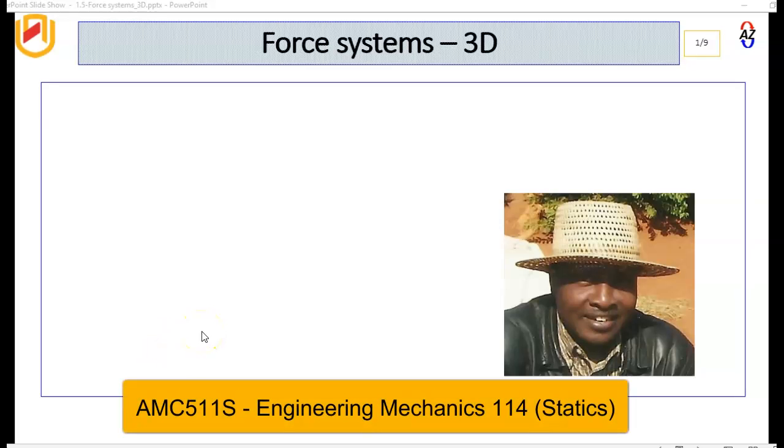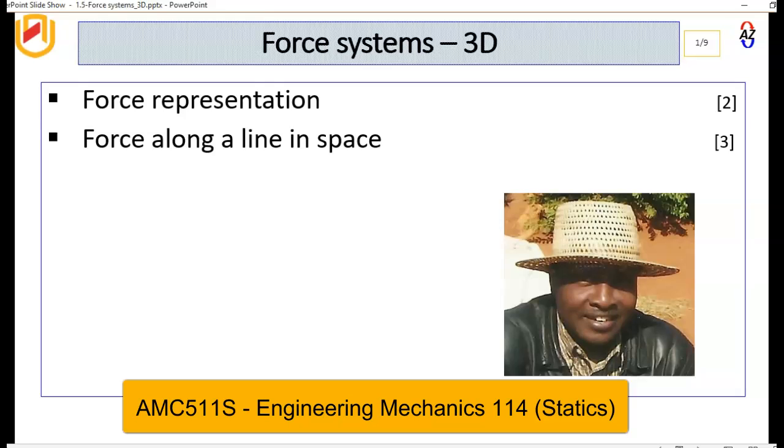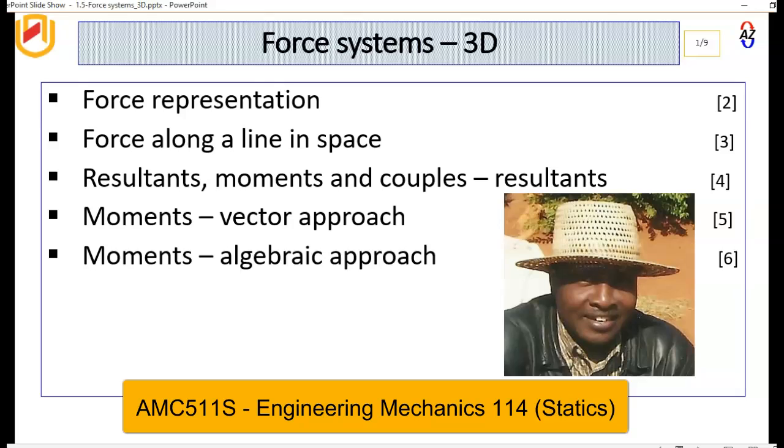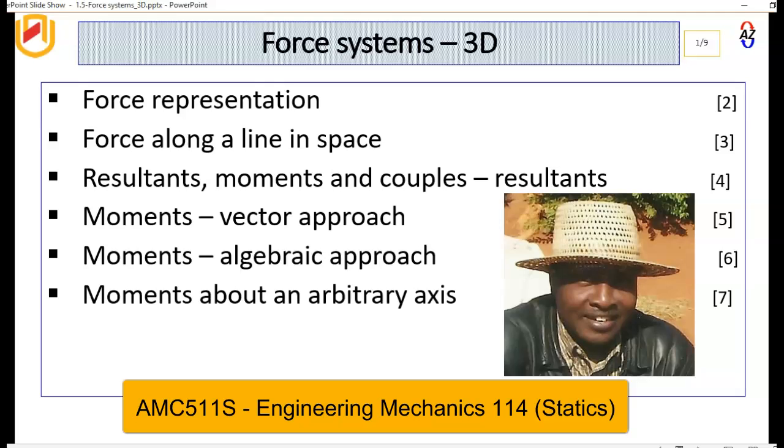Welcome to this presentation on three-dimensional force systems, or special force systems. We will cover the following: representation of a force in 3D, force along a line in space, resultants, moments, and couples, moments with the vector approach, moments with the algebraic approach, moments about an arbitrary axis, and then we'll look at two examples. Let's get started.